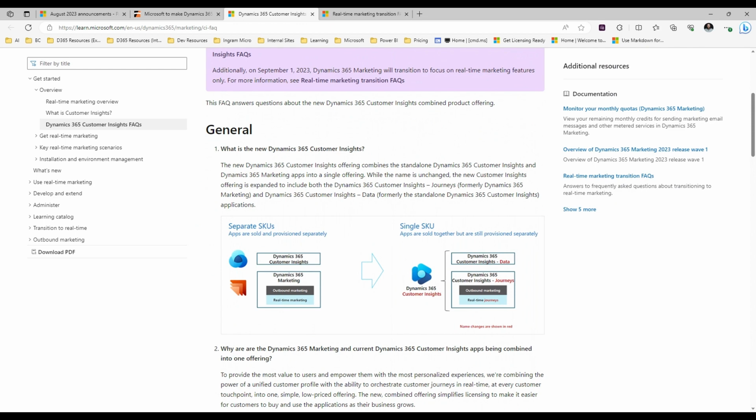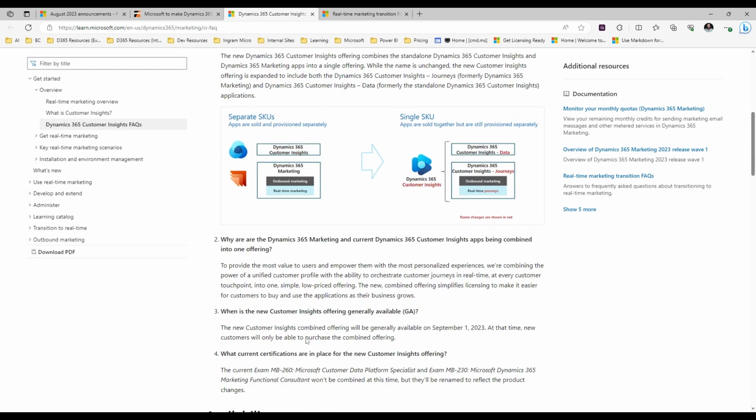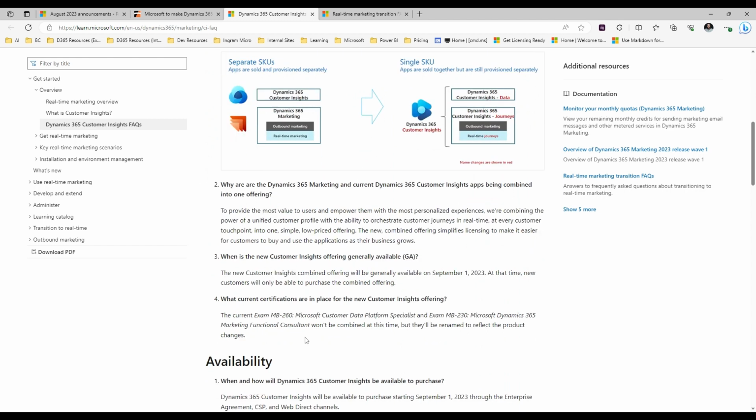Why are we combining marketing and customer insights? To provide the most value to users and empower them with the most personalized experiences. Also, this new combined offering is going to simplify licensing and make it easier for customers to buy and use the applications as their business grows. When will this be generally available? September 1st, 2023.